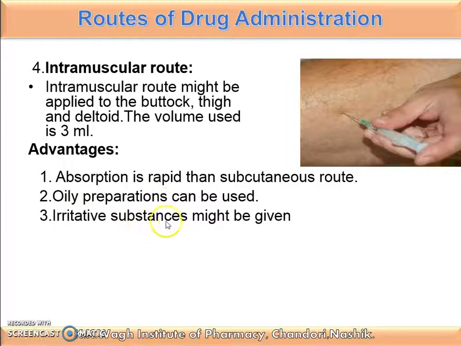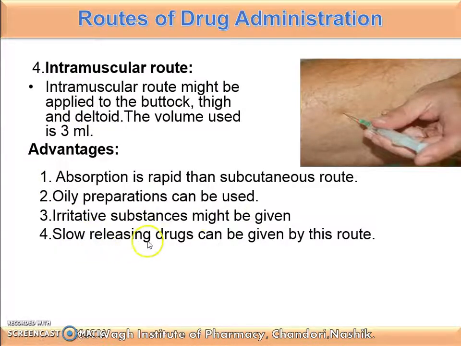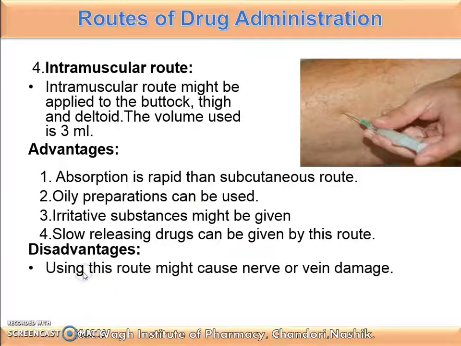Irritative substances might be given by this intramuscular route. Slow release of the drug can be given by this route. If you want to give the drug by slow release action, this route is preferred. Disadvantages of intramuscular: using this route might cause nerve or vein damage.